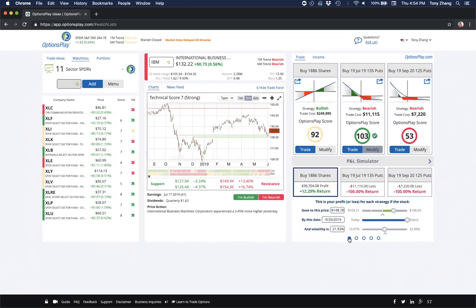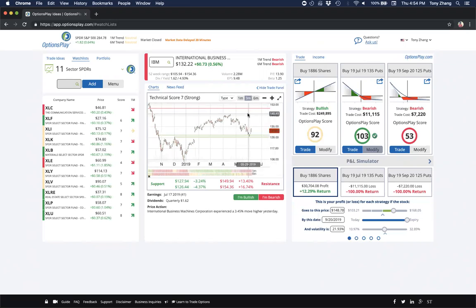So let's take a look and say, well, what happens if IBM is trading at 132 right now? This stock has really swung between 145 and 107 to the downside. So there's a pretty big range here.